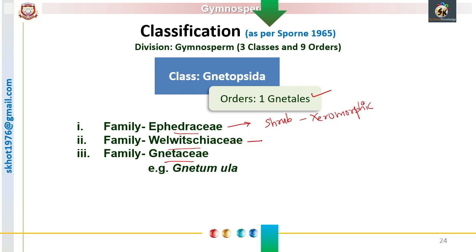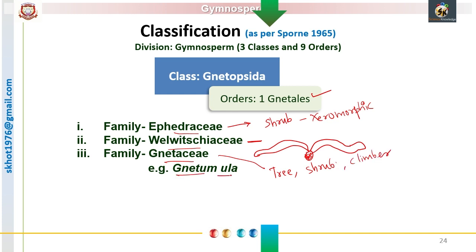The Welwitschia is present along the desert or sea coast of South Africa. The family Gnetaceae includes a diversity of plants. It includes evergreen trees, shrubs, as well as climbers. Gnetum ula is the species which is a climber, and it is common in Sahyadri ranges, Western Ghats in India, where we can get Gnetum ula as a common specimen.